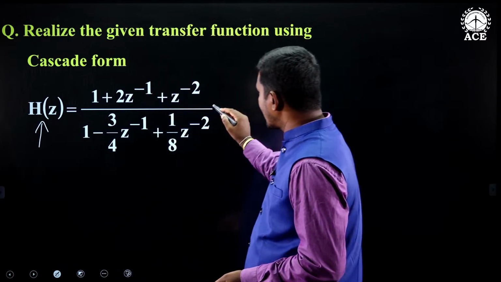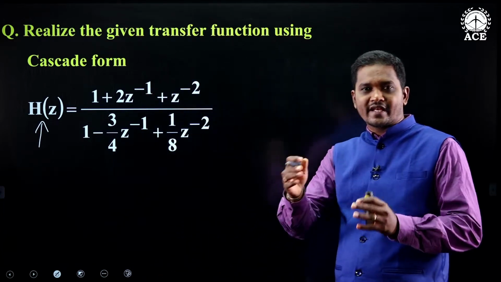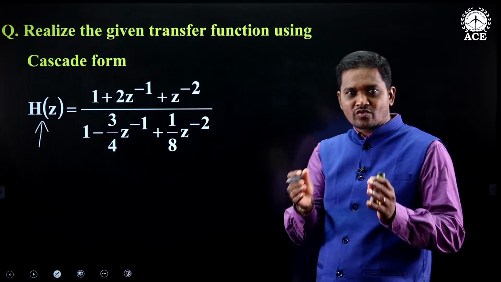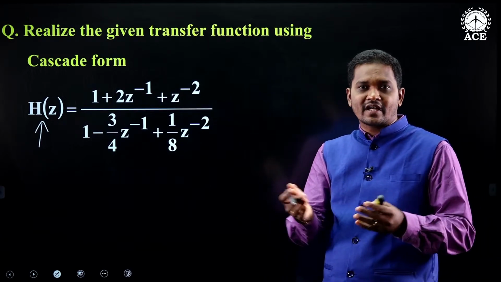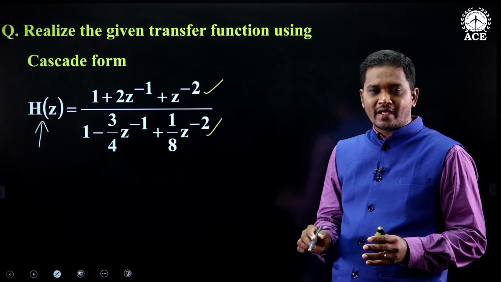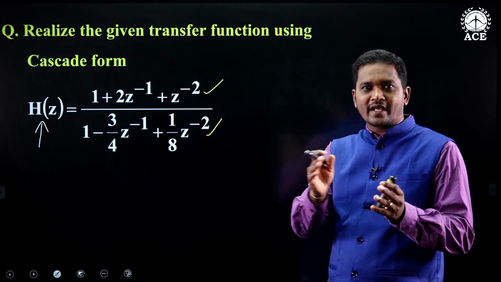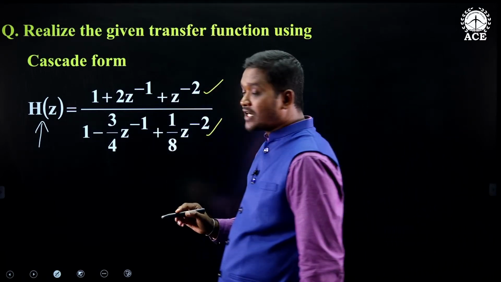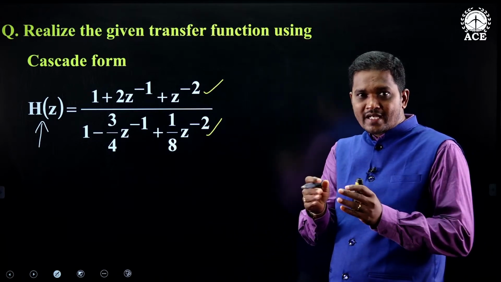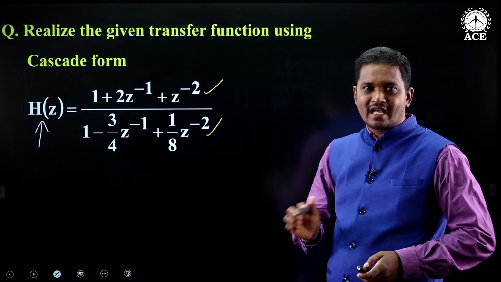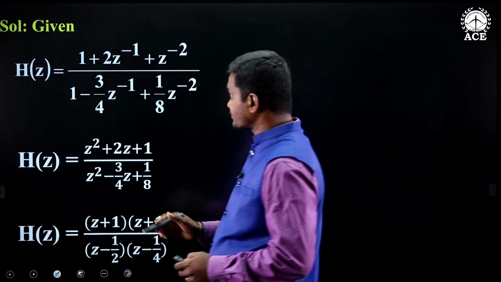So directly convert this transfer function as H1 of z, H2 of z, and so on up to Hn of z. Maximum you can cover here H1 of z into H2 of z, because the numerator is a second order polynomial and the denominator is a second order polynomial. I can convert it into multiplication of first order polynomials, right? Many students face the problem of how to convert to first order polynomials. I am clearly explaining, see here.